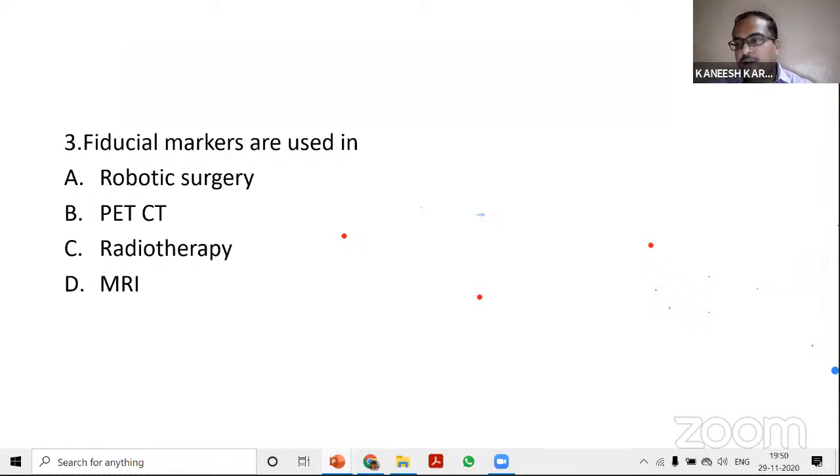Okay, I can see multiple responses. Okay, I'll give you a clue. Which is the most recent development in all these? 4 options. It is robotic surgery.